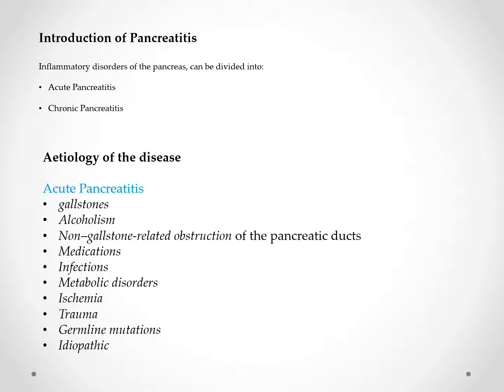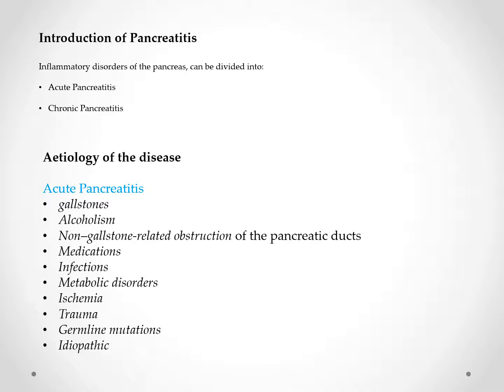Other causes of acute pancreatitis include non-gallstone obstruction of the pancreatic duct, which may be due to a neoplasm or a parasitic infection like Ascaris. Medicines, especially thiazide, which acts as a diuretic, and anticonvulsant drugs are other causative factors. Infection by mumps and Coxsackie virus is another cause. Metabolic disorders like hypercalcemia and hyperlipoproteinemia are also causes.